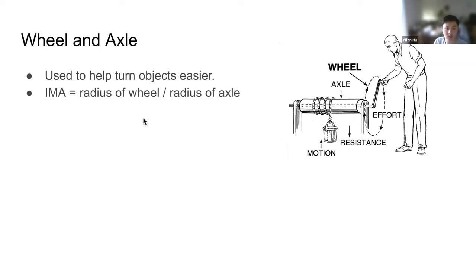And this is like a wheel and axle. This is pretty simple. It helps to turn objects. So the IMA of this would be the radius of the wheel over the radius of the axle. So it'd be the distance of what you're spinning, like this distance, and then over the radius of the axle, so this distance.